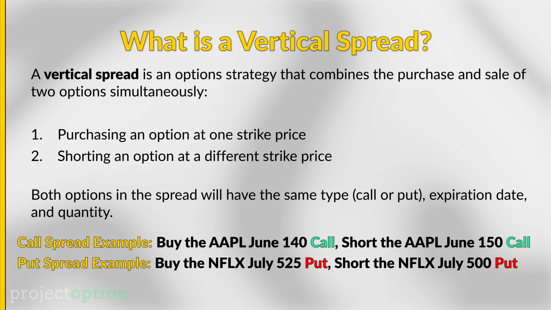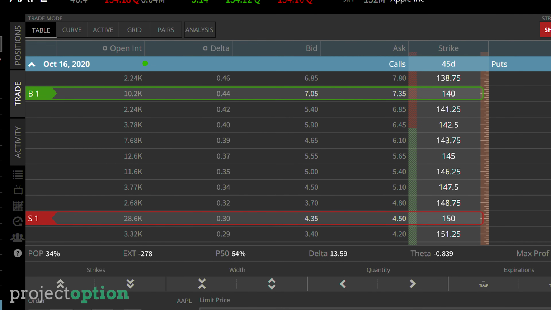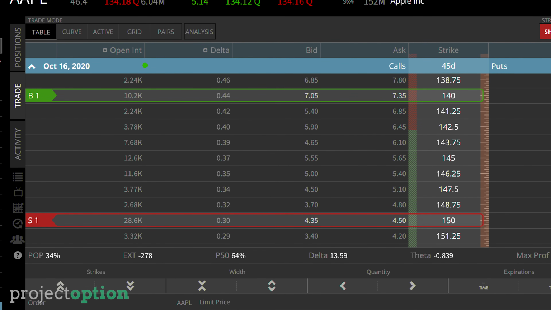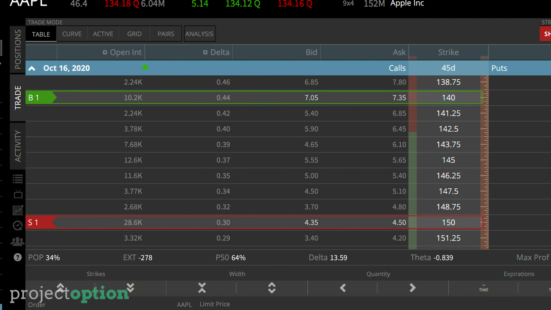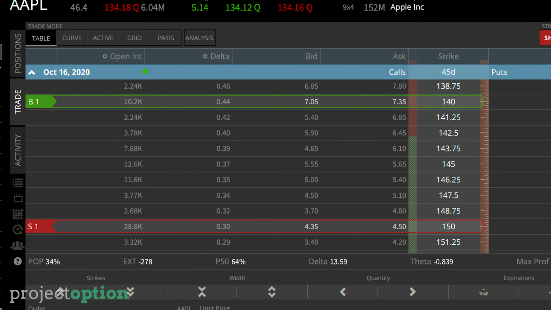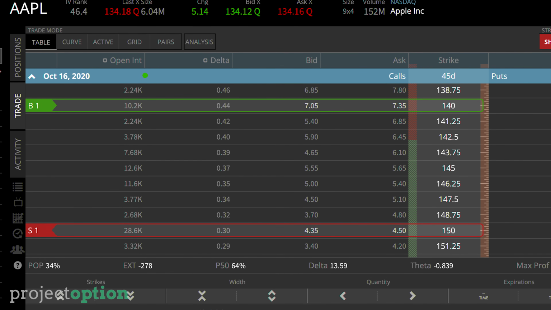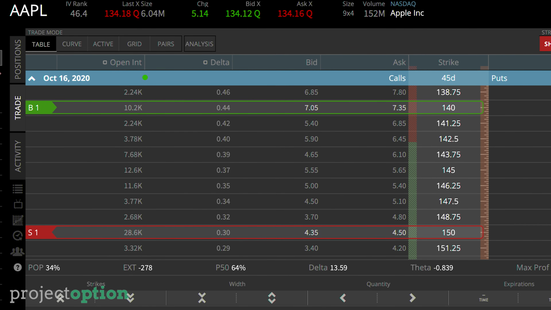As a quick example of a vertical spread, let's look at a vertical spread setup in Apple. In this image, we can see a call vertical spread that I've queued up in Apple by purchasing the 140 call option and shorting the 150 call option. This is an example of a vertical spread because I am purchasing a call option at one strike price and shorting another call option at a higher strike price.